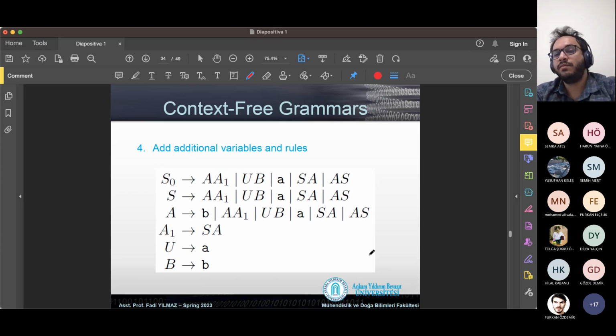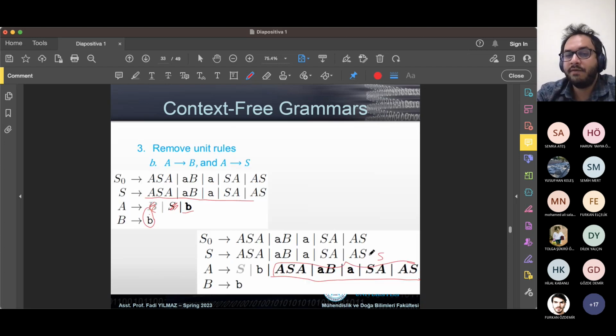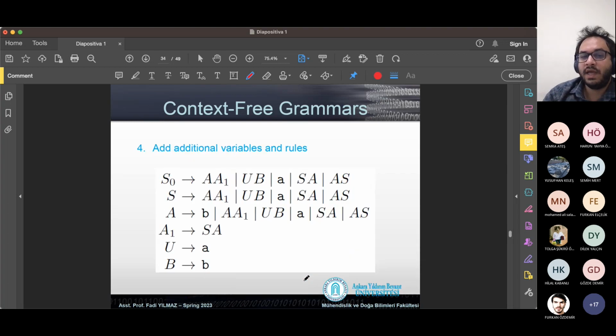And then you just need to add more variables and more rules to have two variables instead of a random number of variables. For example, instead of this ASA, what I need to do is, so I have this thing, right? A is ASA, right? So somehow I have to figure out how I can change it.